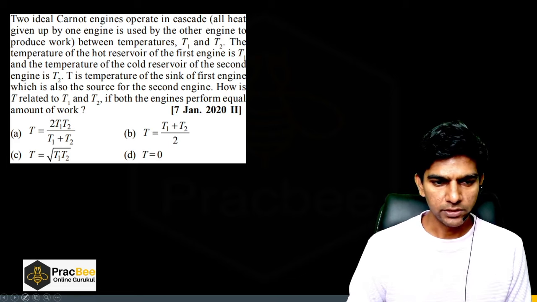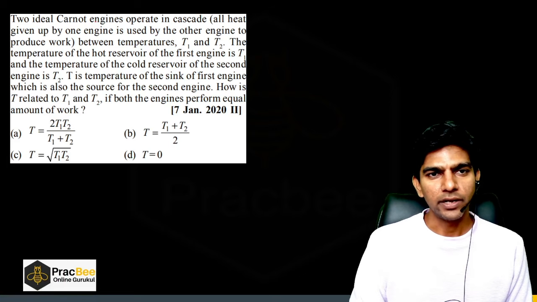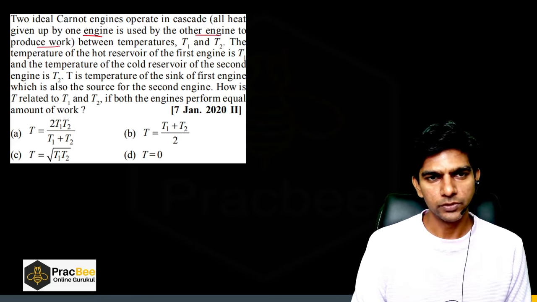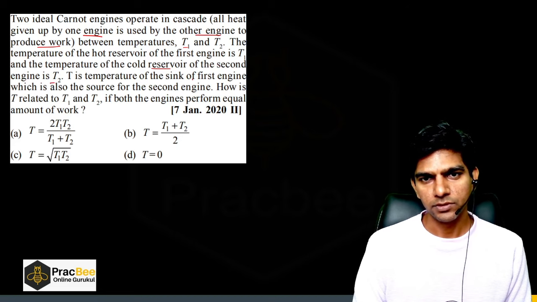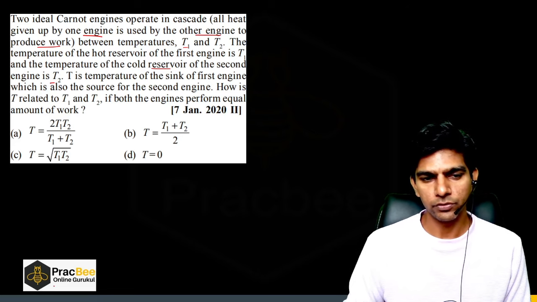Now let us see one more example. So two ideal Carnot engines operate in cascade. All heat given up by one engine is used by the other engine to produce work between temperature T1 and T2. The temperature of the hot reservoir of the first engine is T1 and the temperature of the cold reservoir of the second engine is T2, and T is the temperature of the sink of the first engine, which is also the source of the second engine. Basically, what do we have? So let me draw the diagram.